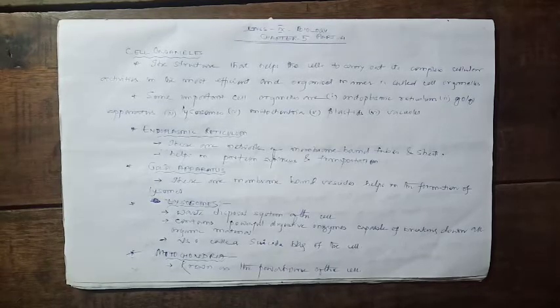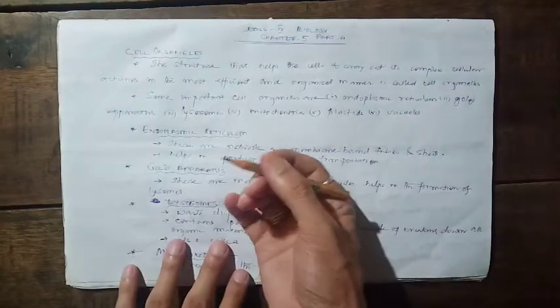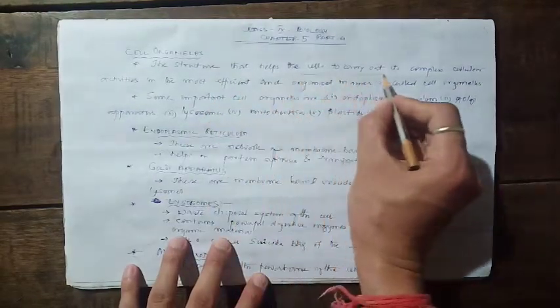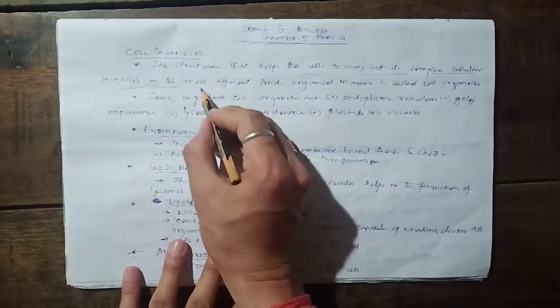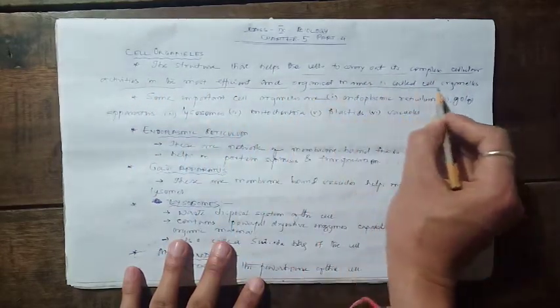Inside the cell, there are components, the structures that help the cells to perform and carry out their functions, or we can say help the cells to survive. The structures which help the cells to carry out their complex cellular activities in the most efficient and organized manner are called cell organelles. We will discuss the cell organelles, the components present inside the cell that help the cells perform all their important activities for survival.